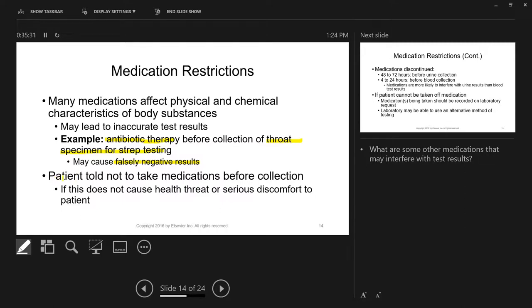Patients are typically told not to take certain medications before collection if this does not cause a health threat or serious discomfort to the patient. Any medications that are life-threatening or cause severe discomfort should not be discontinued by the patient. Guess what the qualification to that is? Unless the physician says so.